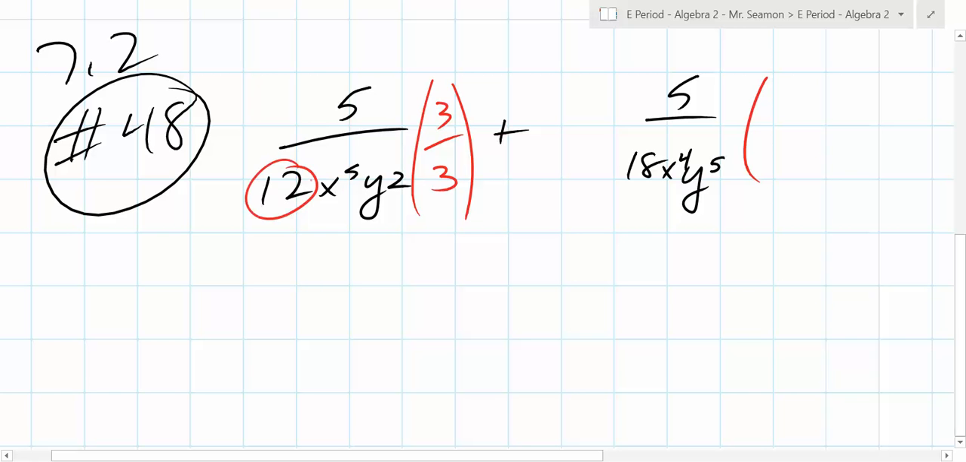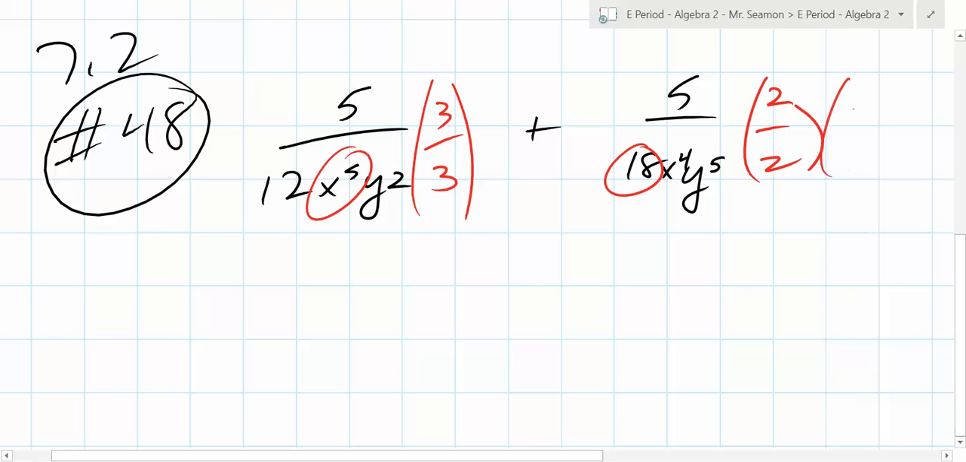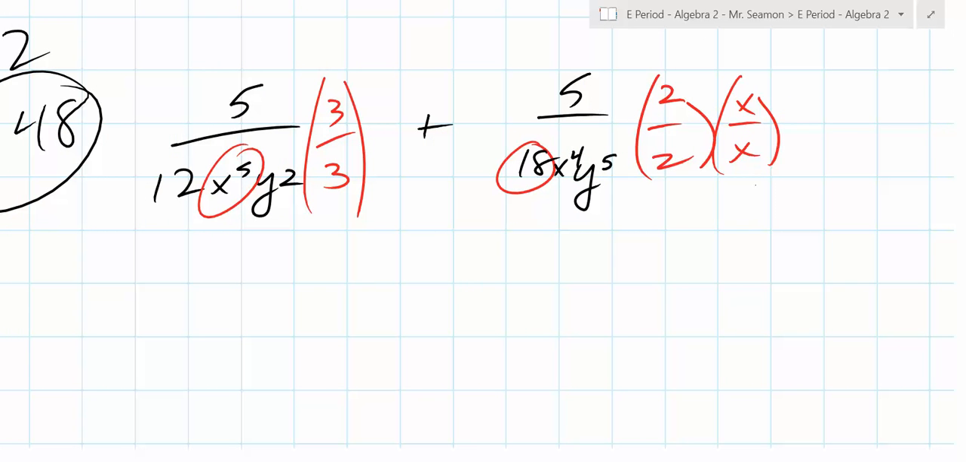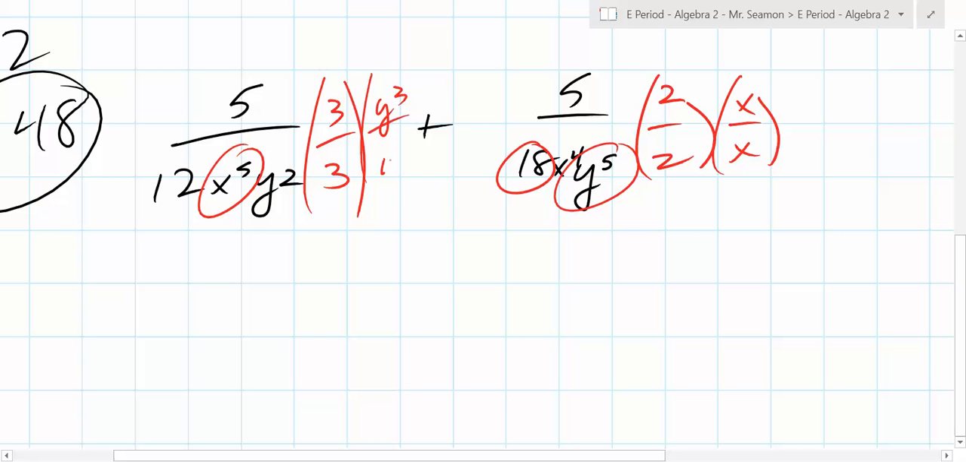Kids, we're trying to find the least common multiple of 12 and 18. So this is going to be 2 over 2. So we're not done yet because we have x to the 5th in one denominator and x to the 4th in the other. So what do we need to multiply by? We have x to the 5th already here, but we need x over x. And then it's y to the 5th here, y to the 3rd over. So what do we end up with?